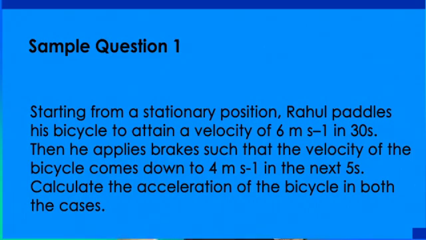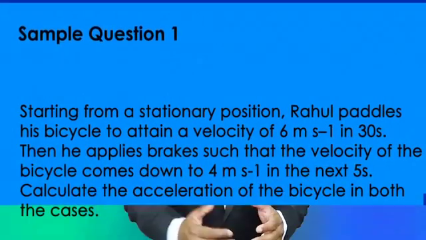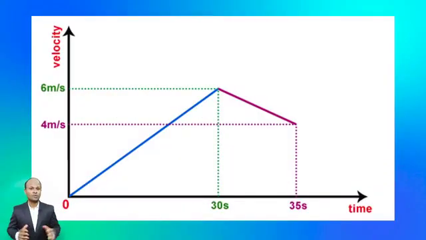Then he applies a brake such that the velocity of the bicycle comes down to 4 meter per second in next 5 seconds. Calculate the acceleration of the bicycle in both cases. Solution. From the statement of the question, velocity is varying over the time. This variation happens in two parts.